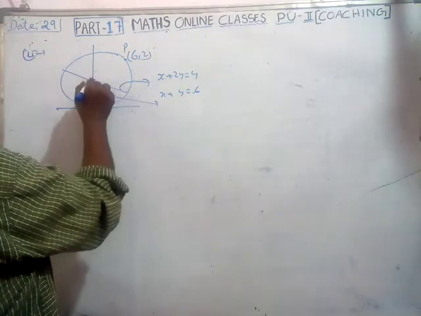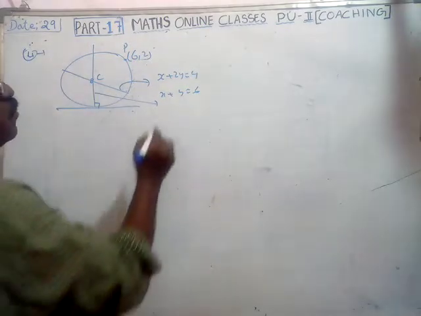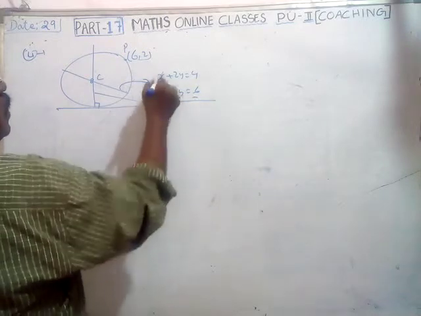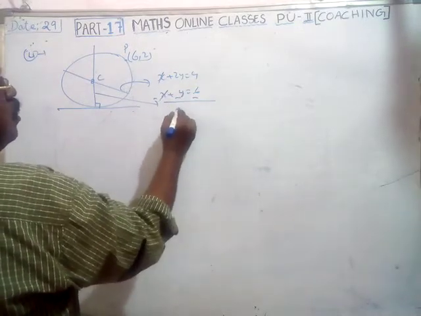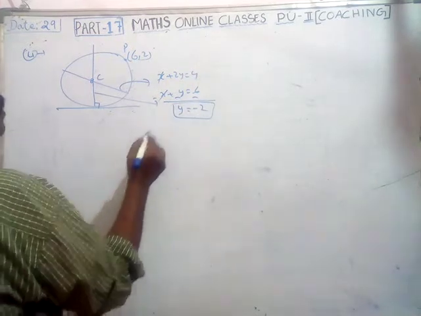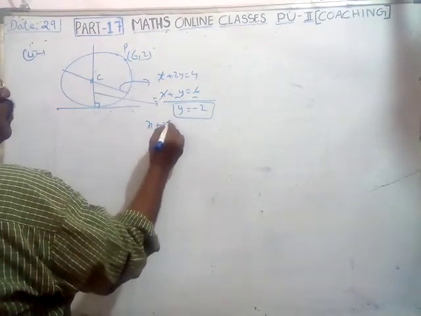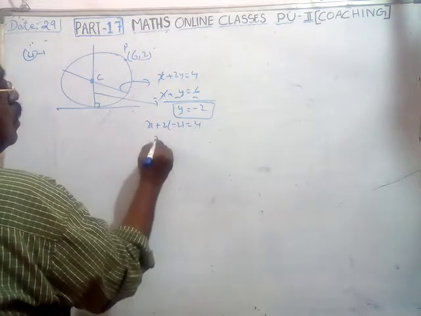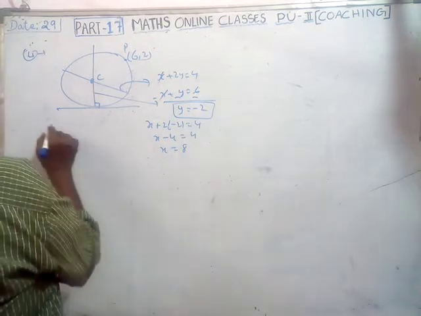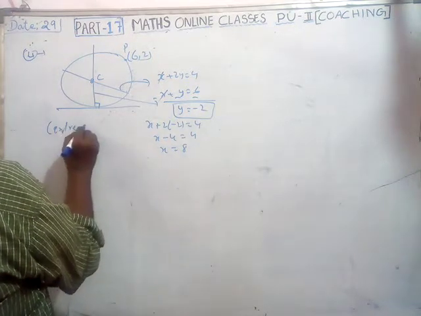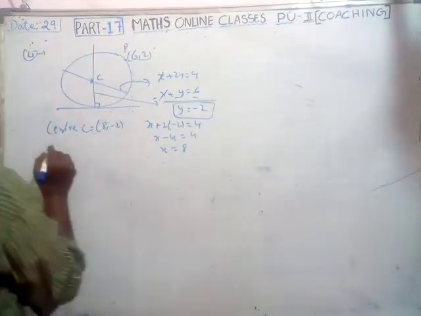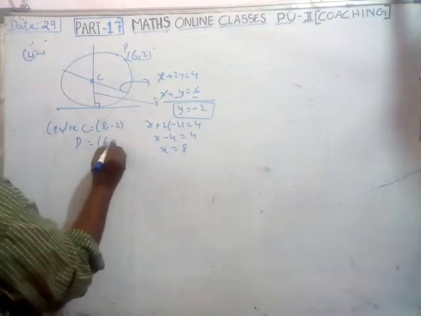If we solve, we get the point C, the center. Subtract: x cancels. 2y minus y, it is minus 2. So minus 2 is the y value. Substitute: x plus 2 of minus 2 is equal to 4. X minus 4 is equal to 4. X is equal to 8. Therefore, the center C is 8, minus 2. And point P is 6, 2.